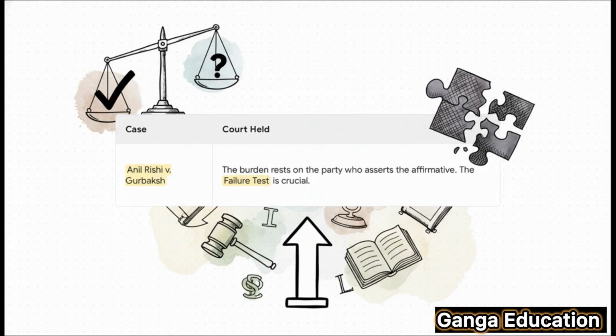And this isn't just theory. It's backed by the Supreme Court. In the landmark case of Anil Rishi versus Gurbakh Singh, the court said exactly this. The burden of proof is on the party who is making the positive claim, the one who is asserting something. In our example, A was asserting he gave a loan. The court also confirmed that the failure test from Section 105 is the main way to figure this out.